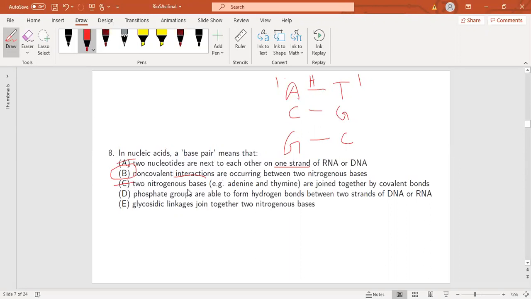D, phosphate groups are able to form hydrogen bonds between 2 strands of DNA or RNA. Phosphate groups form phosphodiester bonds, and that's in the sugar phosphate backbone. So that will not be right. And E, glycosidic linkages join together two nitrogenous bases. Glycosidic linkages, from what we learned, are involved in carbohydrates, not really nucleic acids. So E will not be right as well. So in this case, our answer choice is B.